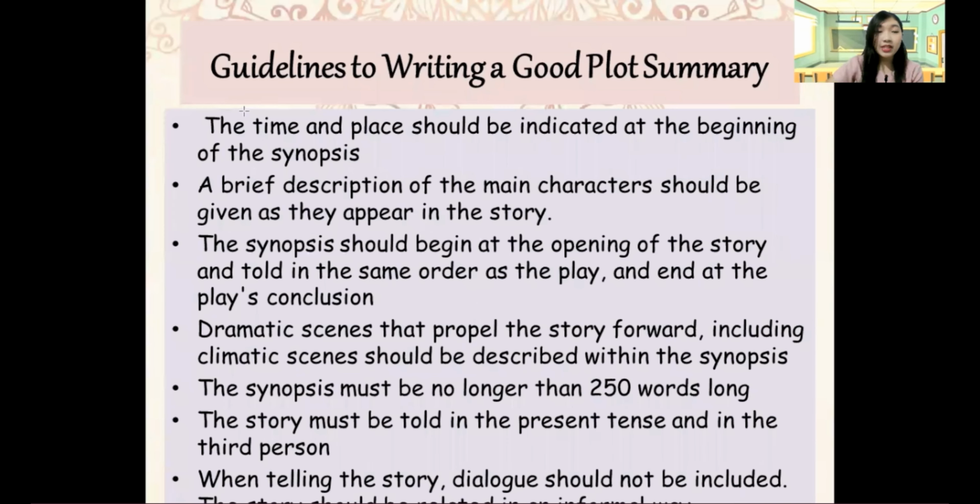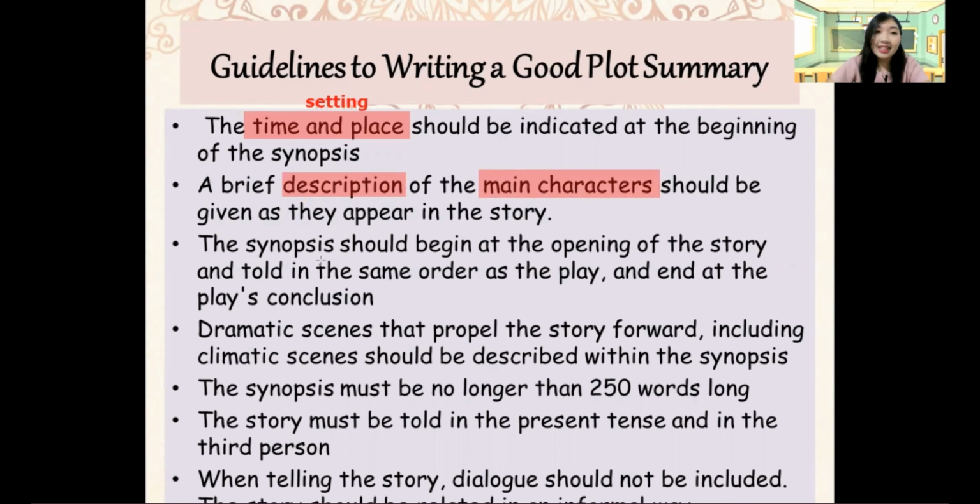Take note of the time and place, which is the setting of the story. This is a very important piece of information in writing a synopsis. The second one is a brief description of the main characters. Take note of description of only the main characters or the most important characters in the story. They should be given as they appear in the story or in order.